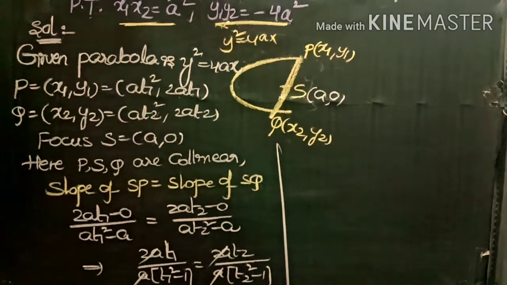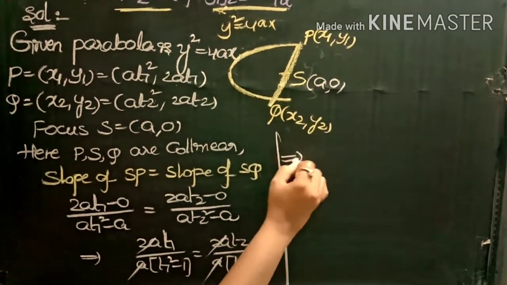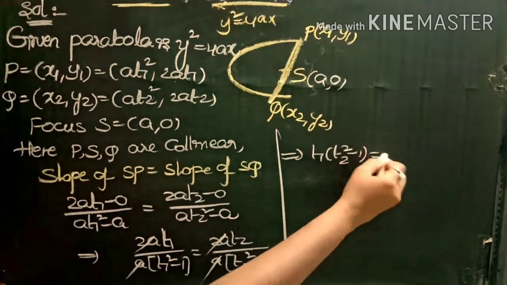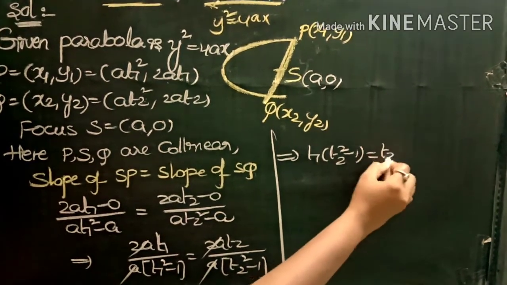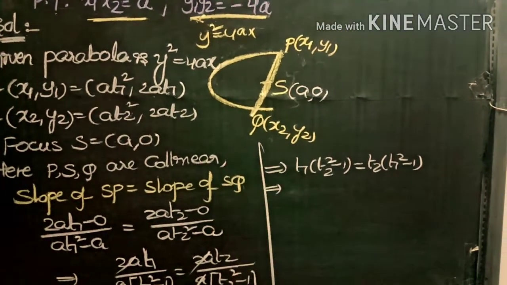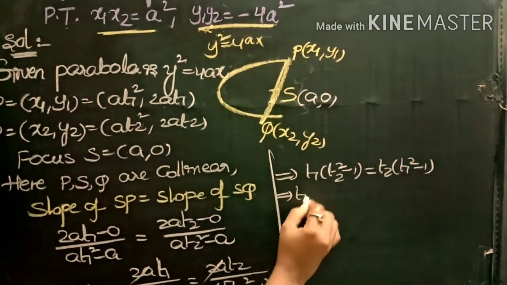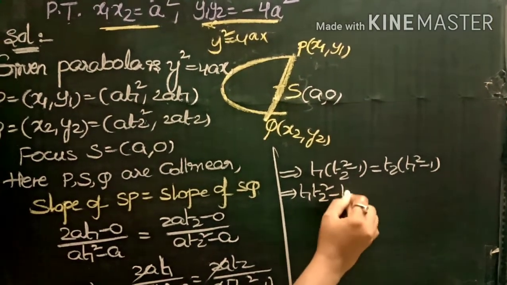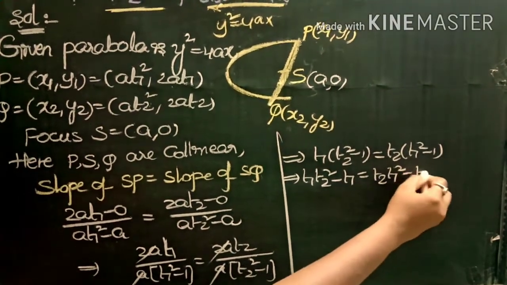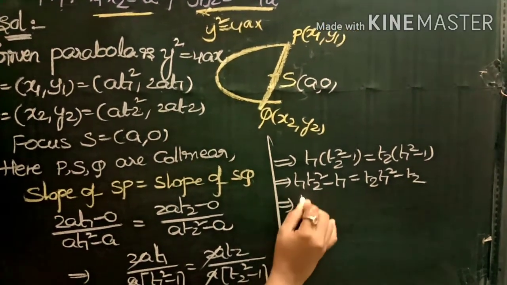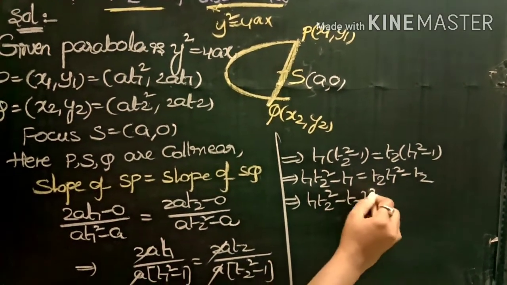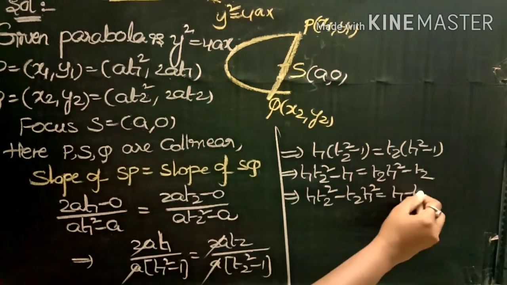Now taking the cross product, which implies t1 into t2 square minus 1 is equal to t2 into t1 square minus 1. Doing the product, t1 into t2 square minus t1 is equal to t2 into t1 square minus t2. That is, t1 into t2 square minus t2 into t1 square is equal to t1 minus t2.